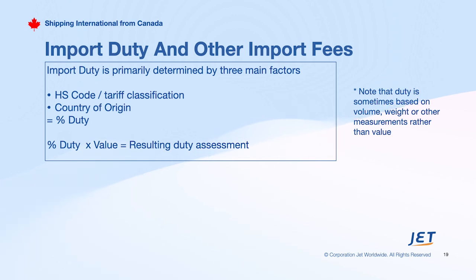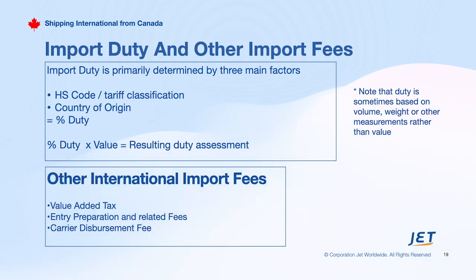In most cases, import duty is determined by three main factors: tariff classification or HS code, country of origin, and value. The tariff classification and country of origin determine the percentage to apply to the value for duty. Note that sometimes duty is based on volume, number of units, weight, or other measurements rather than value. But even if imported duty-free, all goods are subject to other import fees, such as tax, entry preparation fees, and carrier disbursement. Visit our blog explaining international import fees and how they are calculated for more information.